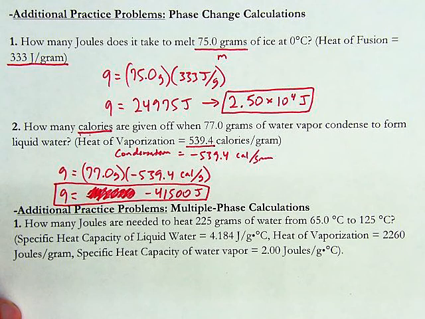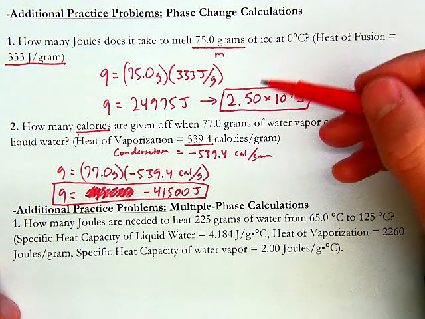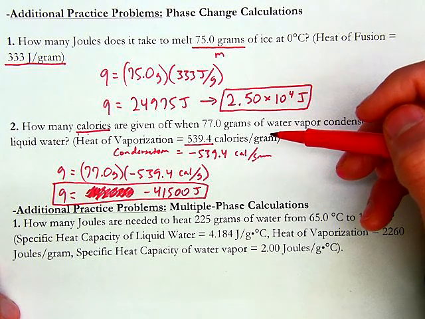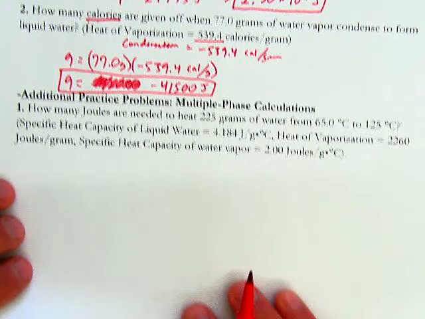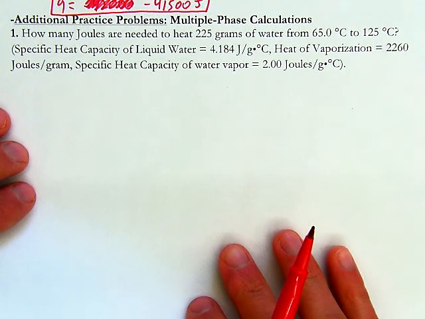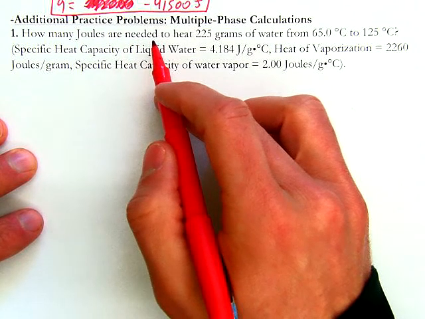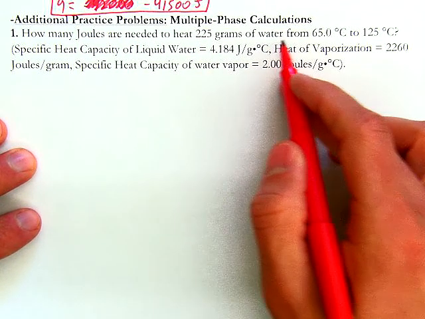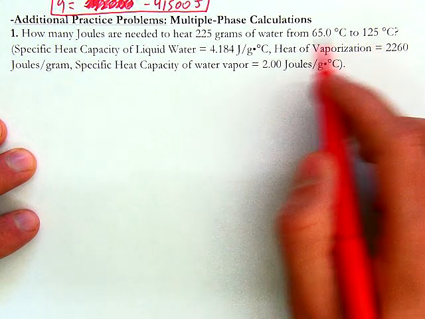Now we're going to do one final style of problem. Okay, so far today we've done Q equals ms delta T, so that's when you have a temperature change. And then we did some Q equals mass times heat of phase change, where it's during a phase change. It's not a temperature change. Okay, so we've done those two separately. Now this question requires you to bring multiple skills together. It says, how many joules are needed to heat 225 grams of water from 65 degrees Celsius to 125 degrees Celsius? And then there's a bunch of information given.